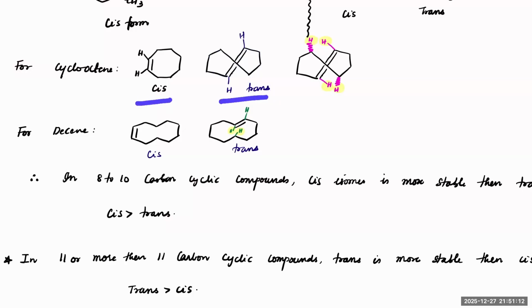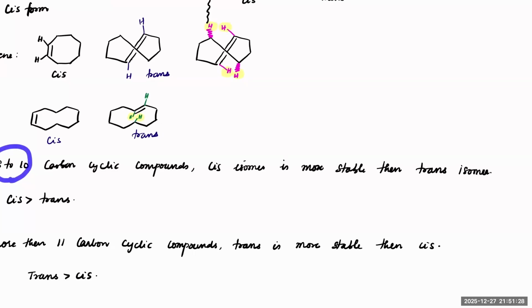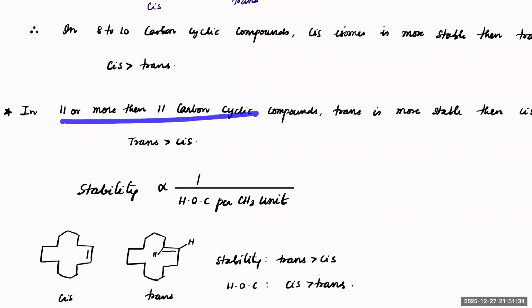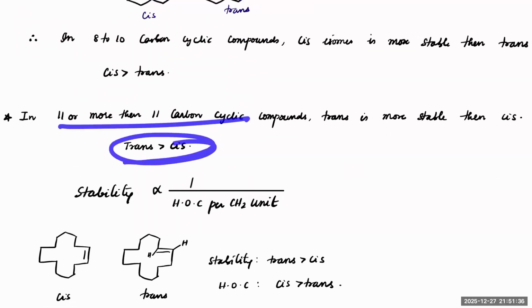So this is cis, this is trans. You can see here the groups are opposite to each other. Then we have decene. A double bond here is cis, a double bond here is trans. So we can have cis and trans isomers. You can see for ring sizes 8 to 10, generally the cis isomers are more stable than trans. From 11 onwards, the trans is more stable than cis.